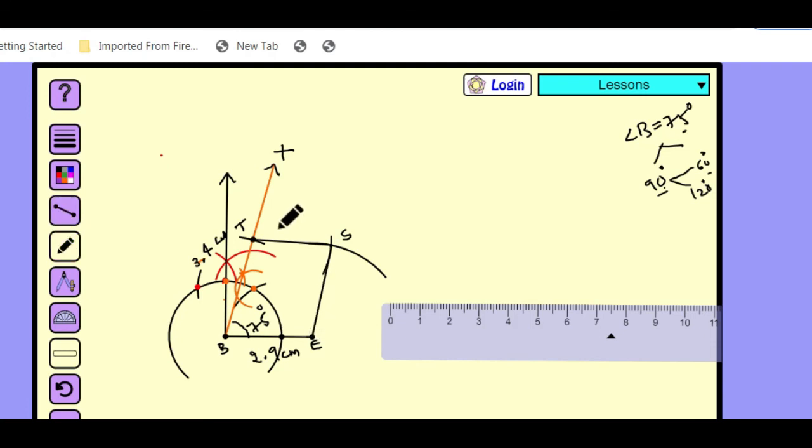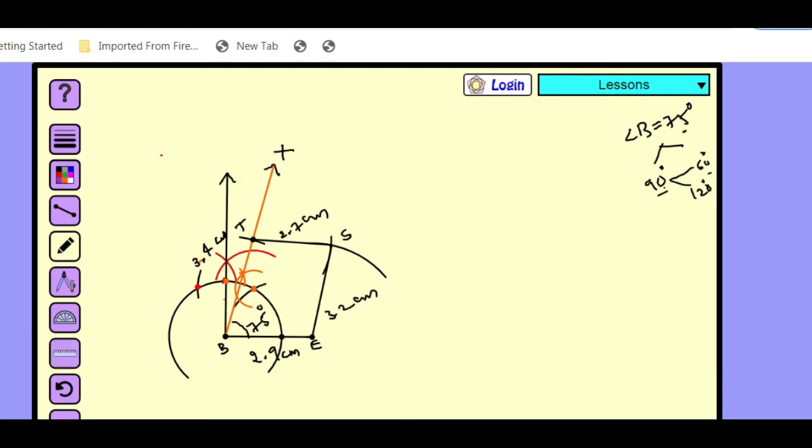Now write the measurements. T to S we have 2.7 centimeters and E to S is 3.2 centimeters. So it is the required quadrilateral. For these questions you should write the construction steps by yourself.